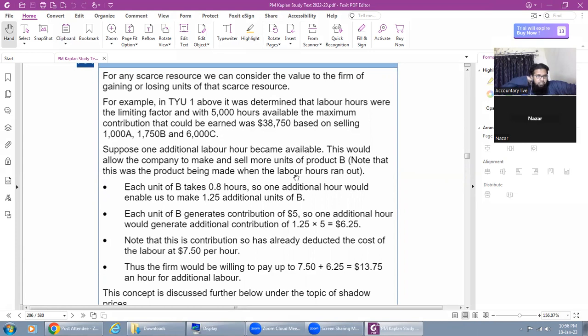Each unit of B generates a contribution of $5. We have seen the contribution of B, that is $5. So one additional hour would generate an additional contribution of 1.25 multiplied by 5. That is 6.25. We will achieve 6.25 more if we have one labor hour to produce product B.